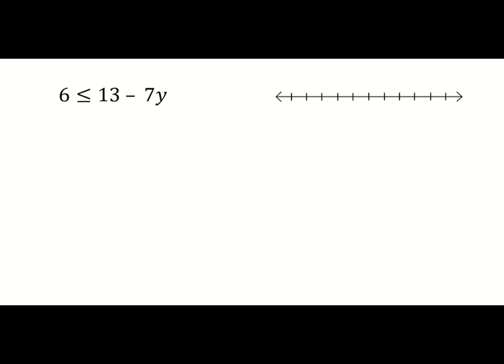6 is less than or equal to 13 minus 7y. So I'm going to start by drawing a line down my inequality symbol and solving this like a normal equation. So the first thing I would need to do is to get the negative 7y by itself. So I'm going to have to subtract 13 on both sides because right now it's a positive 13.